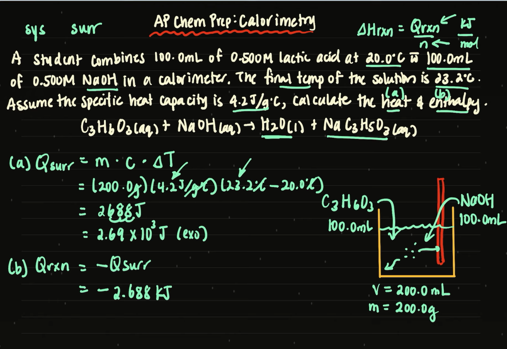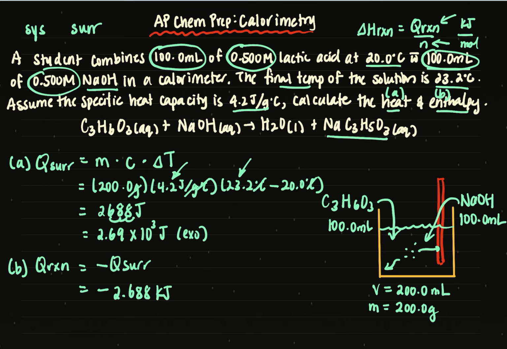Okay, so I have Q of reaction. How about the moles? Well, the moles of what? The moles of the limiting reactant. And we're lucky that in this question, both of these reactants are limiting. I have the same volume and same concentration of lactic acid as I do the sodium hydroxide, 100 milliliters and 0.500 moles per liter. So both of them are limiting. It doesn't matter which one we choose.